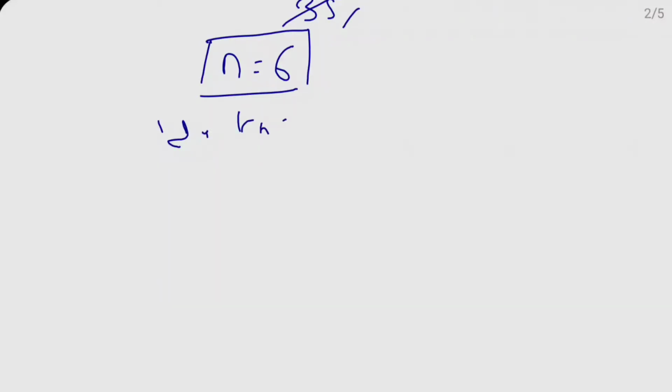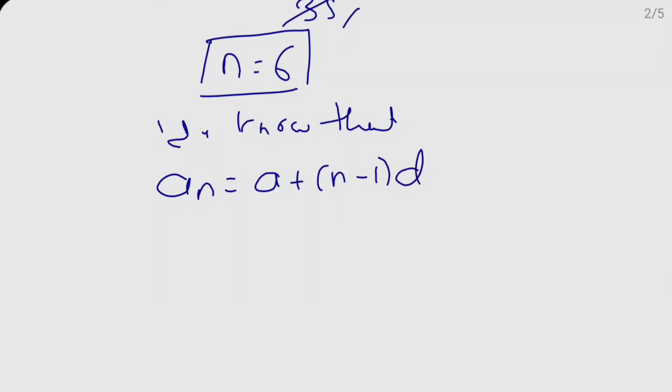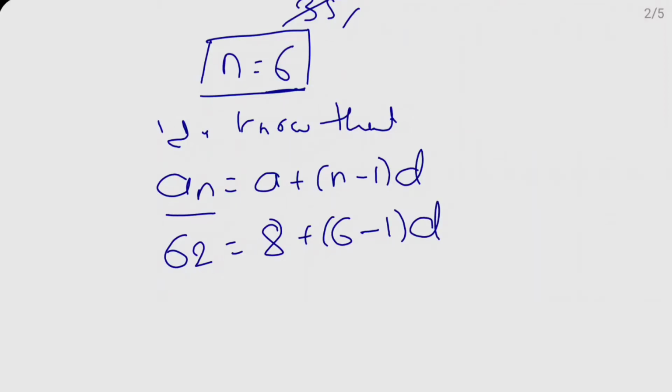We know that an equal to a plus n minus 1 into d. An value they only given, right? So that is 62, and this equal to a also they given, that is 8 plus n is 6. Just only we find out here 6 minus 1 into d.